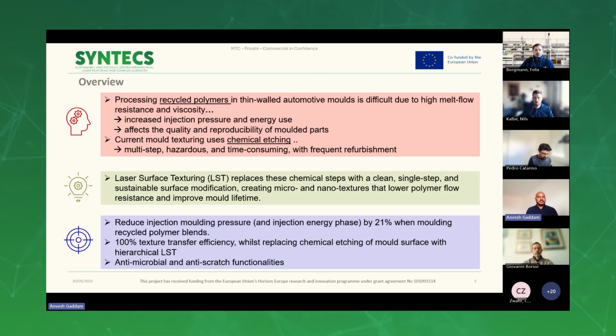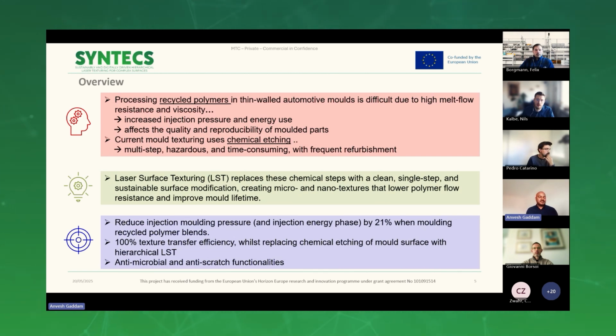This also affects the quality and reproducibility of the molded parts. At the moment, the texturing approaches are based on chemical etching, which is a multi-step and hazardous process that is also time consuming and requires frequent refurbishment. In Syntex, with the laser surface texturing approach, these multiple chemical steps are replaced by a single-step sustainable laser surface texturing, creating micro and nano textures that reduce the resistance to the melt flow as well as improve the mold lifetime.